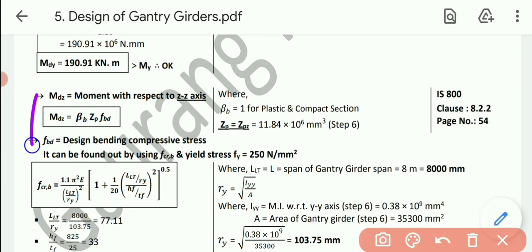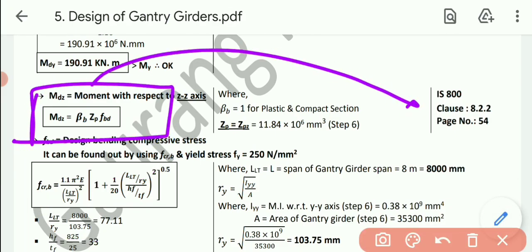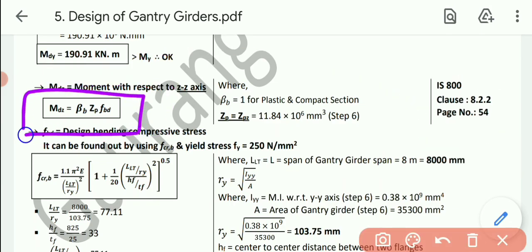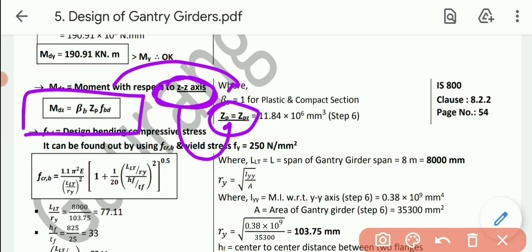Now in this one, Mdz's formula is this one, as per page number 54. In the previous design also I have discussed its shortcut matter. We will not use the long cut one. Shortcut is there over there, so we will use that one. So first of all, let's talk about the unknown parameters: beta b, Zp, fbd. Then beta b is 1, Zp, as we are calculating Mdz, so moment with respect to the z-z axis, so Zp equals Zpz, that is this one, 11.84 into 10 raised to 6 mm cube. Now the unknown parameter is fbd.